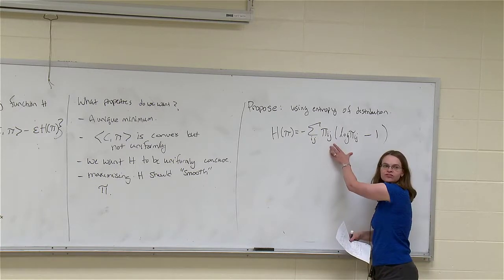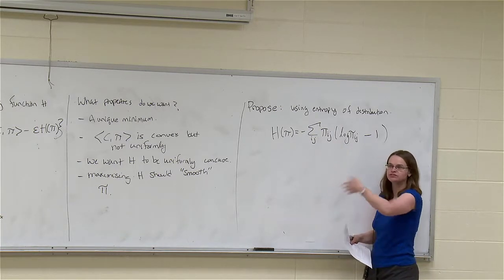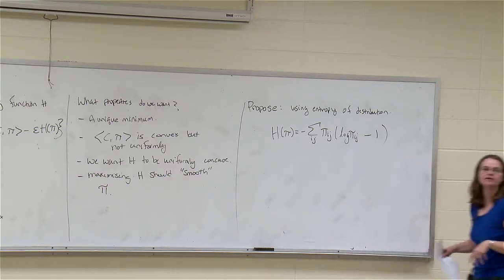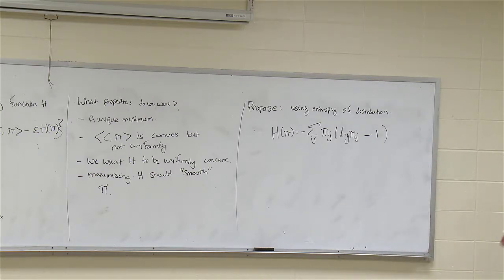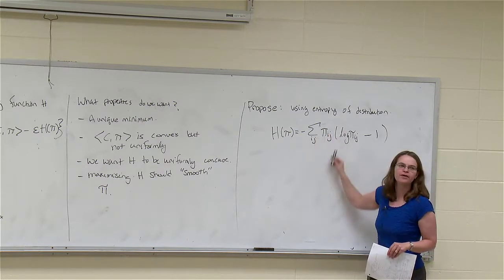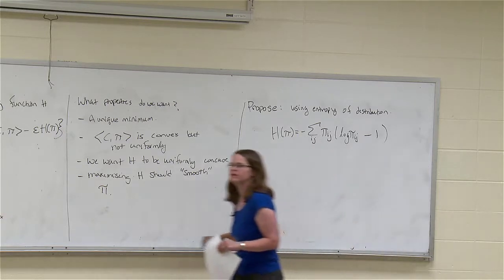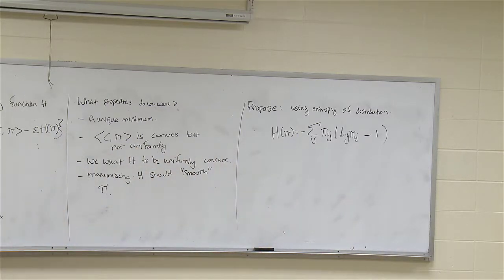The pi log pi, this is the thing that you are probably used to seeing when you've seen entropy in actually different contexts, not just probability. The -1 doesn't really matter here because it just means that you're summing up all the values of pi, and that's a constant. That's equal to 1. But it kind of makes the derivatives cleaner to do it this way.